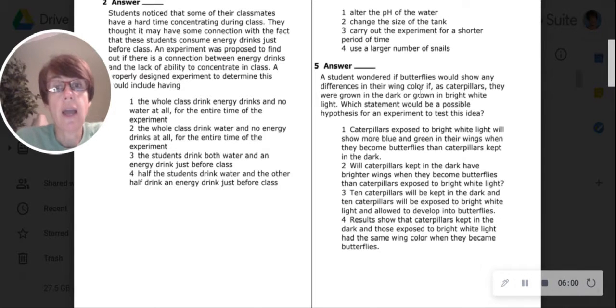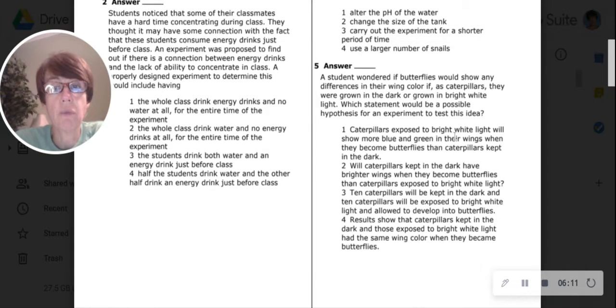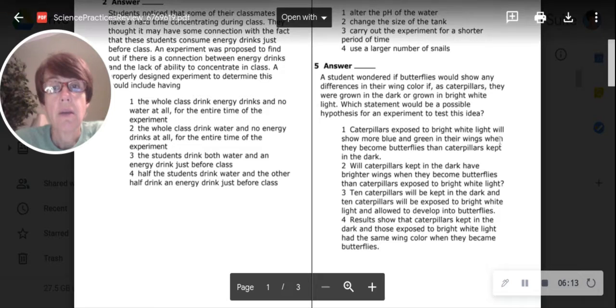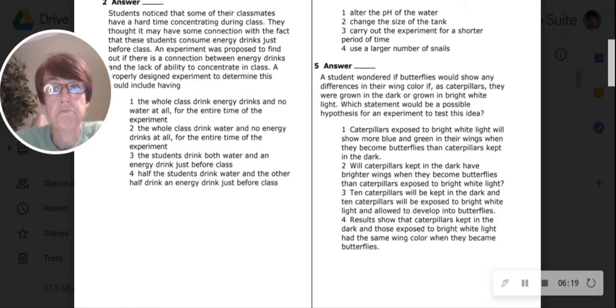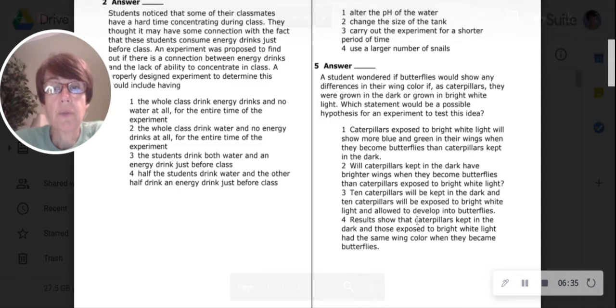All right. So a hypothesis has to have both your independent and your dependent variable to be a hypothesis. So caterpillars exposed to bright white light will have more blue and green in their wings when they become butterflies than caterpillars kept in the dark. Maybe. Will caterpillars kept in the dark have brighter wings when they become butterflies than caterpillars exposed to bright white light? Big clue here that this is not a hypothesis is that there's a question mark here. So that's a no.